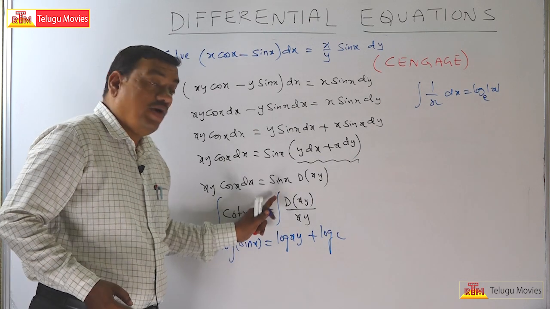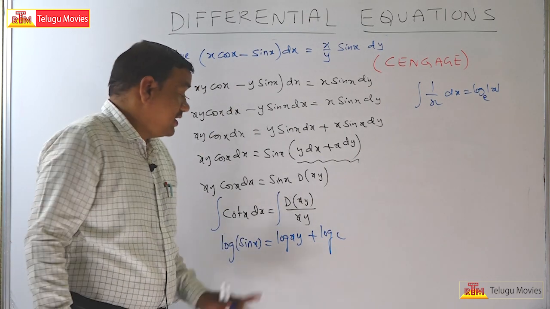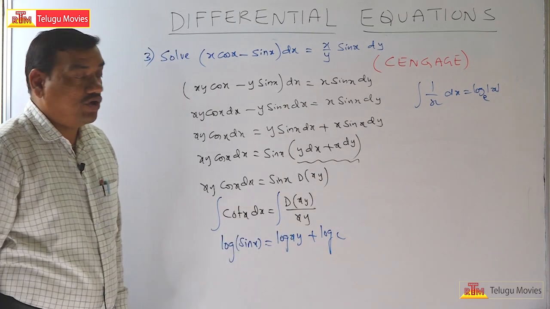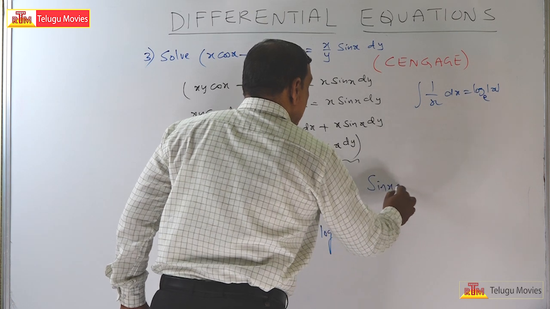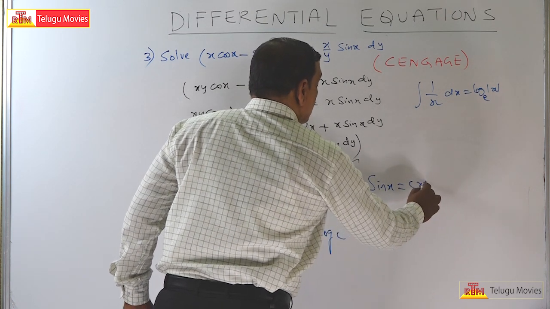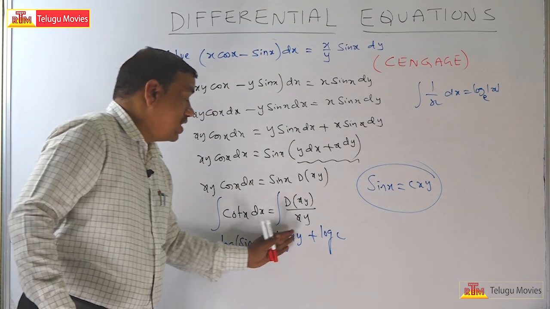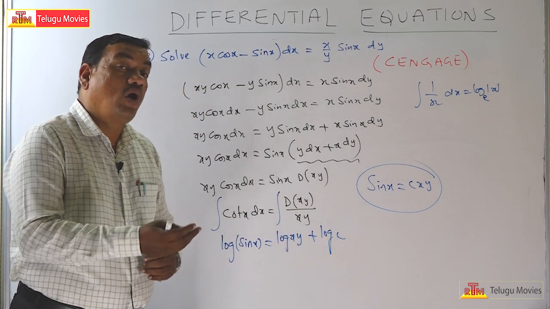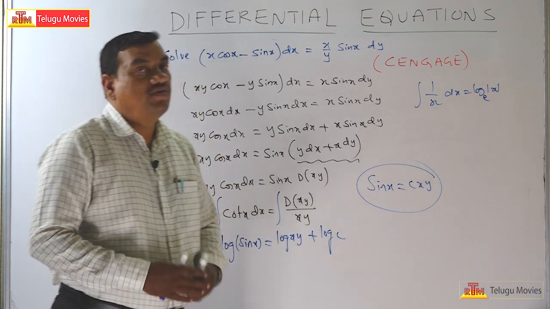Here also you are integrating 1 by xy with respect to xy. That is why log of xy got written out. So, you can remove these logarithms on both sides, that is, sin x is equal to cxy. This is your final answer. So, that is log a plus log b is equal to log of a into b, log ab. So, this will be your final answer.